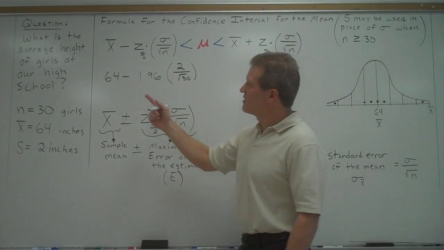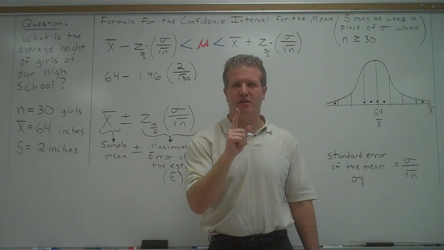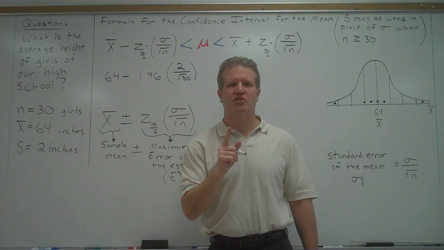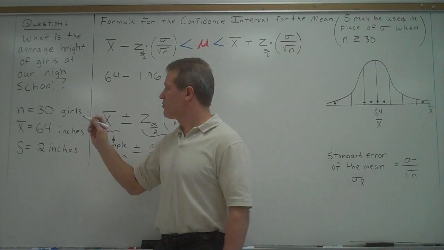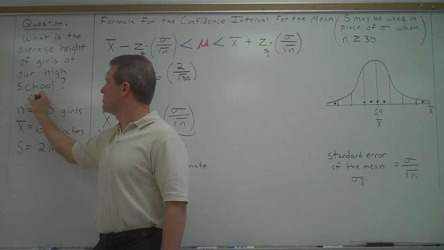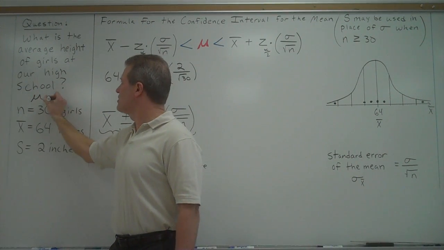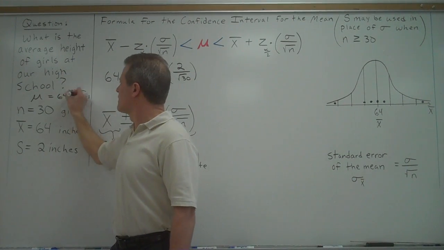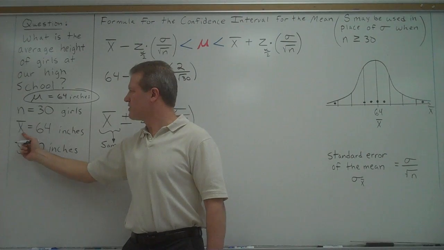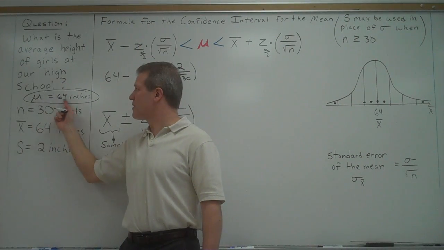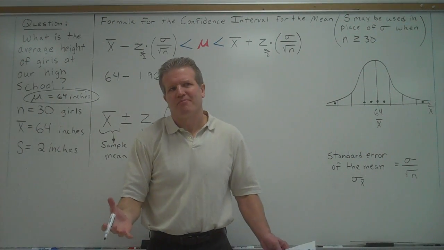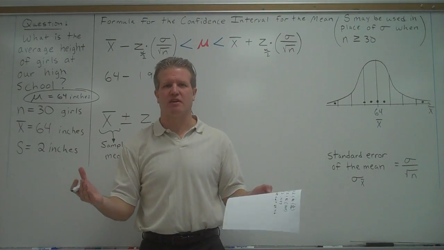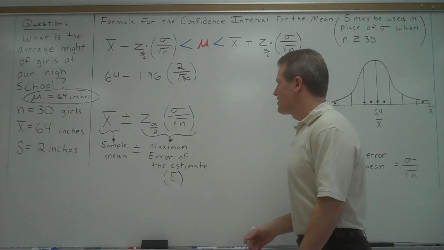So if I had to make a point estimate, if I had to come up with one answer of what I think the average height of all the girls in our high school is, which by the way would be represented by the Greek letter mu, the population mean, I would guess that it's 64 inches. The sample mean is our best estimate for our population mean. But sometimes it's not good just to give one point estimate. It's better to give an interval estimate, or what we call a confidence interval. So that's what we're doing here.